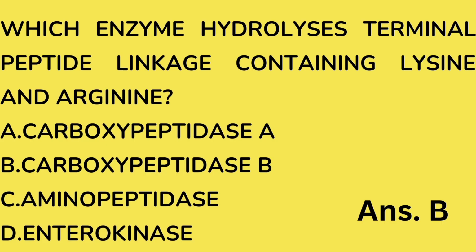Next question. Which enzyme hydrolyzes terminal peptide linkage containing lysine and arginine? Option A, carboxypeptidase A; option B, carboxypeptidase B; option C, aminopeptidase; and option D, enterokinase. Here the right answer is option B, that is carboxypeptidase B. Carboxypeptidase B is the enzyme which hydrolyzes the terminal peptide linkage containing lysine and arginine.